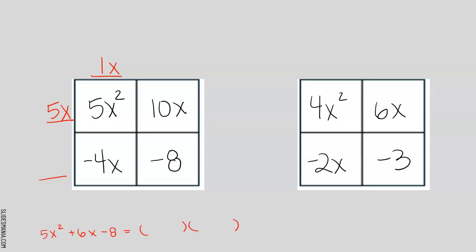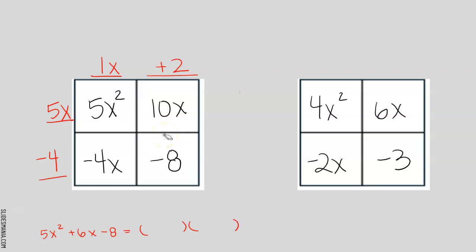Now let's see if this works out a little bit better with the 5. So if I had 5x times this number giving me 10, well, 5 times 2 gives me 10, and then I have that x. So that takes care of that. So far, so good. Then let's just check this bottom box. 1x times what will give me negative 4x? Well, I need a negative 4 there to give me that negative 4x. And now checking the last box, negative 4 times 2 would give me negative 8. So I have solved this box.